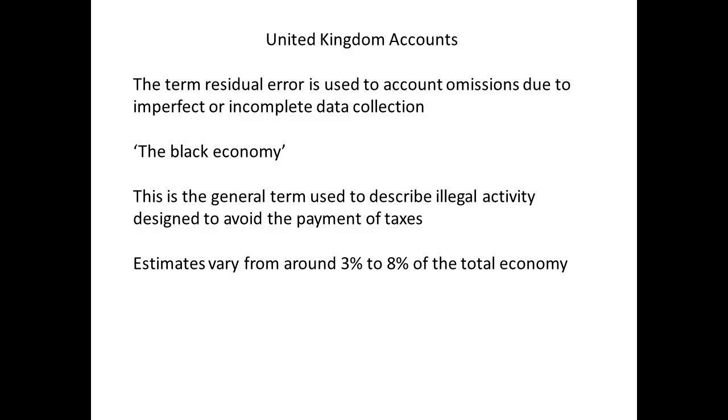Even with all these adjustments, our figures are never going to be entirely accurate, and we call the differences due to residual error. One feature here to note is that gross national expenditure usually exceeds gross national income. The difference, in part, is due to what is referred to as the black economy. This essentially describes illegal activity designed to avoid payment of taxes. Estimates of the error due to this vary from around 3% to 8%.